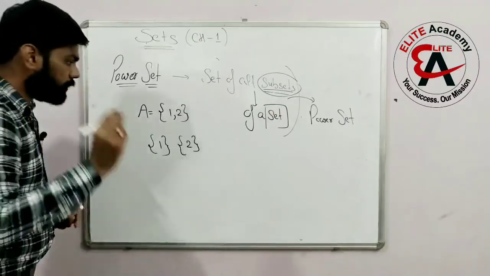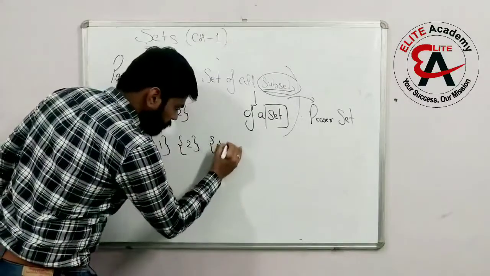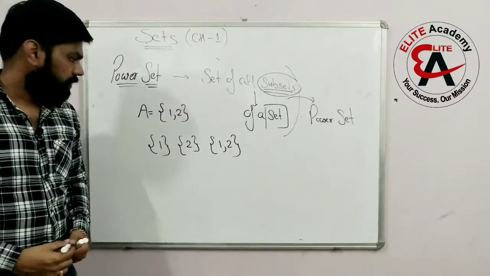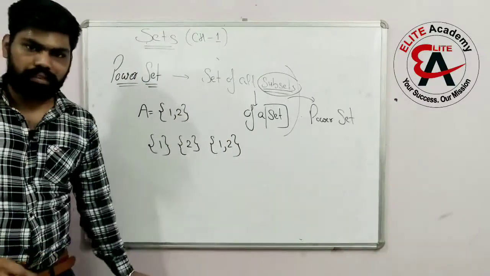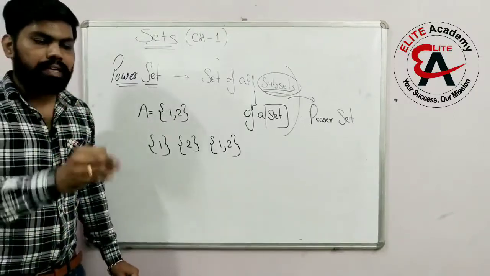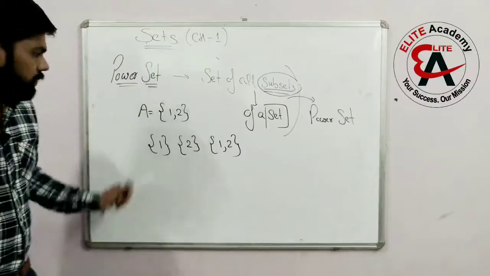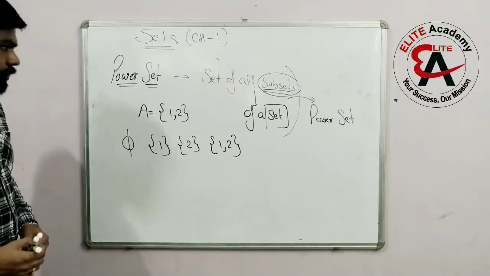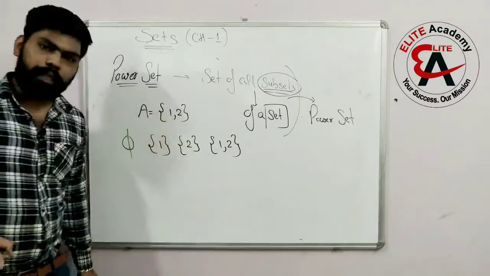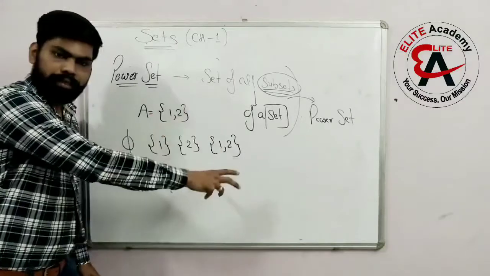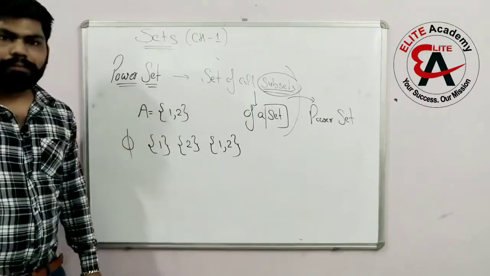One thing, we made a statement: every set is a subset of itself, that means this is also a subset. Remember or not? And one more statement we made: the empty set is a subset of every set, so one more subset will be there, that is the empty set. So that means a total of 4 subsets are possible: 1 only, 2 only, 1 and 2 the complete set, and the empty set.